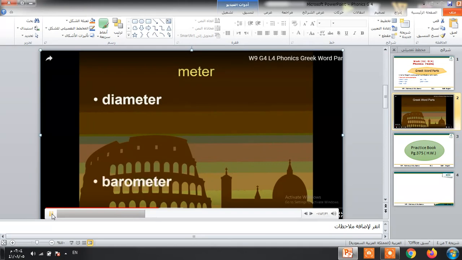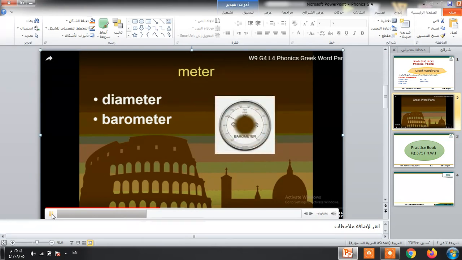Next word we have is parameter. So a parameter is an instrument that measures the atmosphere and the pressure and the weather in general to determine the altitude. So it's used for measuring the pressure. It looks like a compass, doesn't it?